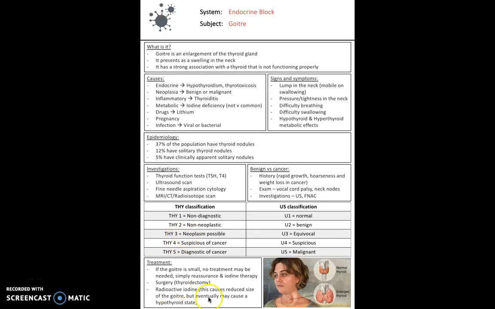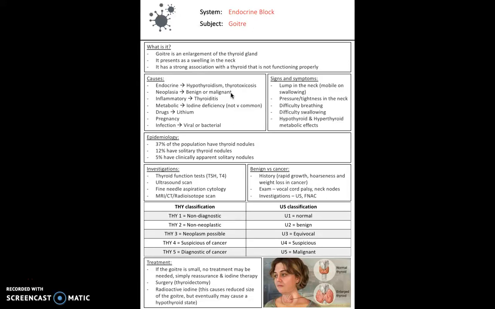The causes behind this can be a variety of things. So it could be an endocrine cause like we've just discussed, so hypothyroidism, hyperthyroidism. Likewise, it could be a neoplasia, so benign or malignant. This is much less common, but still a possibility. We have inflammation as well, so thyroiditis. We have metabolic causes, such as iodine deficiency, but this is becoming much less common now. Drugs such as lithium can also induce a goiter.